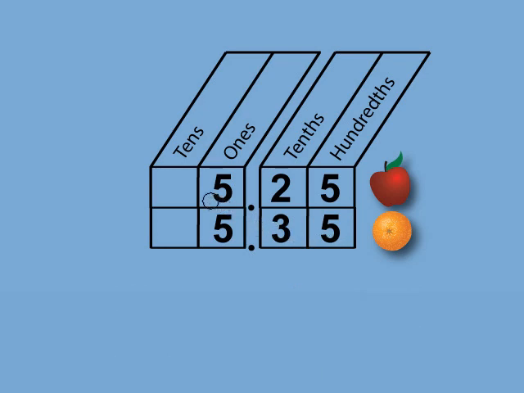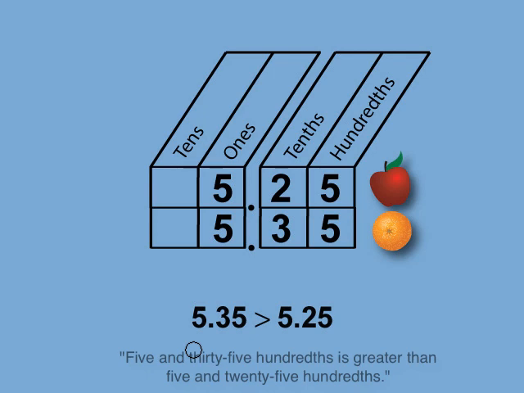Start with the ones place. You'll see that there are 5s in the ones place. Since these are equal, we can't yet determine which number is greater. Next, we compare the digits in the tenths place. Here we see that the 3 in the tenths place is greater than the 2 in the tenths place because 3/10 is greater than 2/10. Because of this, we can conclude that 5.35 pounds is greater than 5.25 pounds. So there are more oranges than apples in terms of weight.